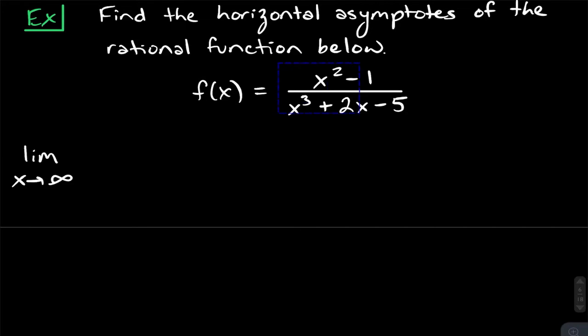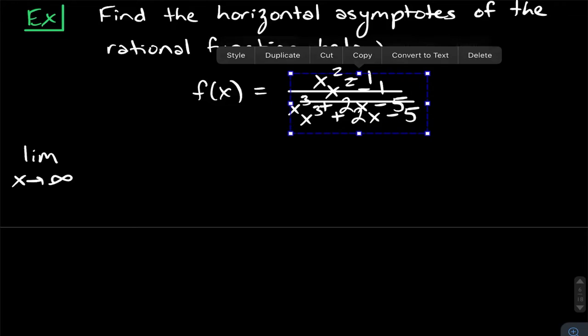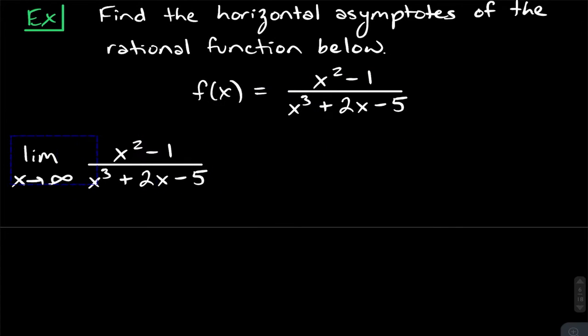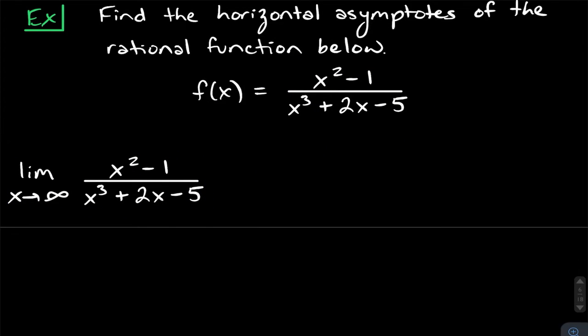And what we do, take this, bring it down, and I'm going to divide everything by x cubed now, okay? So hopefully you get how that division works from the previous example, and so I'm going to go a little bit faster here. We're going to divide everything by x cubed, and so I'm just going to divide each term by x cubed.